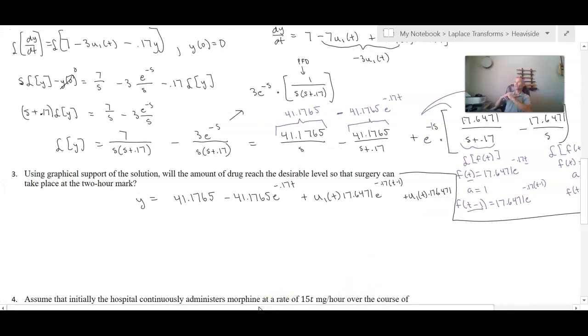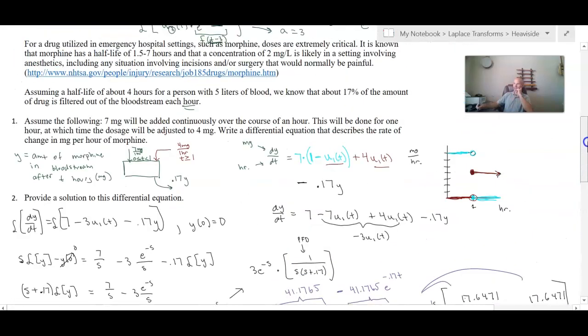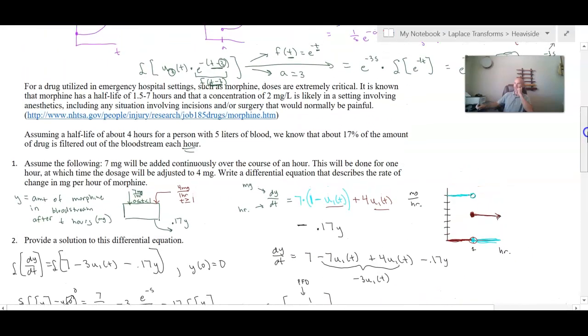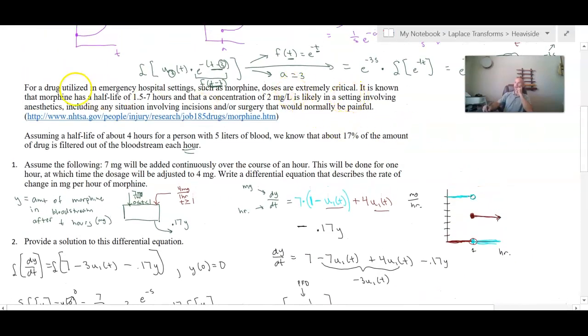And now the question is, using graphical support of the solution, will the amount of drug reach the desirable level so that surgery can take place at the 2-hour mark? Well, wait a minute, what is the desired level? It is known that morphine has a half-life of 1.5 to 7 hours and that a concentration of 2 milligrams per liter is likely in a setting involving anesthetics.